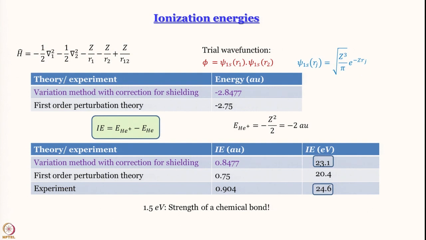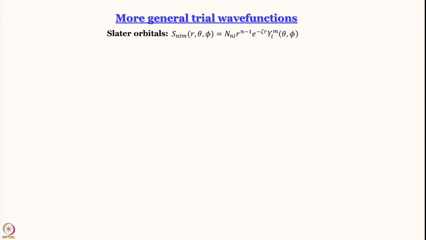1.5 electron volt is not a small number in this context, because typically this 1.5 electron volt would be of the order of the bond strength. Strength of a chemical bond would be about 1.5 electron volt, or a little more, a little less. So, since we are talking about atomic and molecular systems, this difference is not really small. This is sufficiently large. So, we have miles to go before we sleep. We need to do better than this simple variation method that we have adopted. And to just convey how long it has taken to do better, we will show you some timelines shortly. So, now we start thinking of more general trial wave functions.